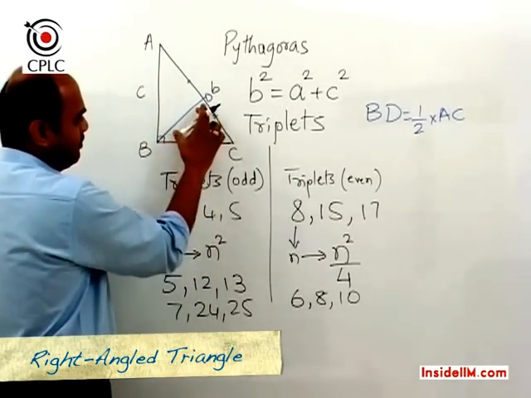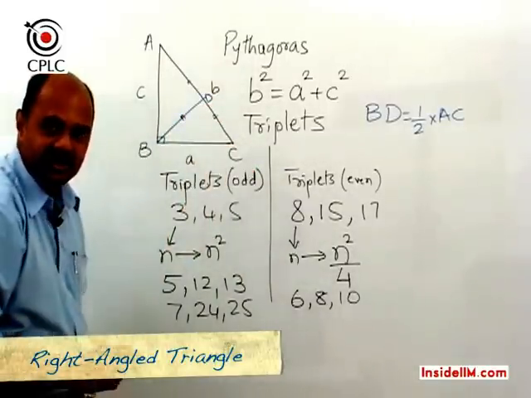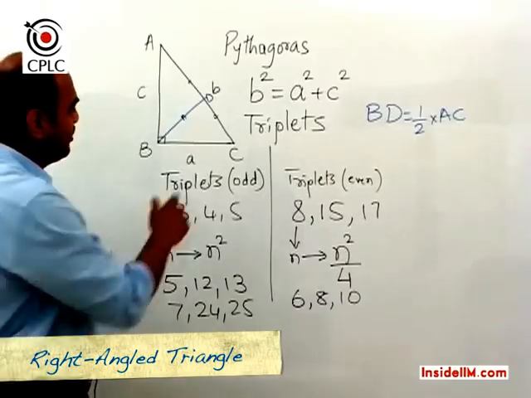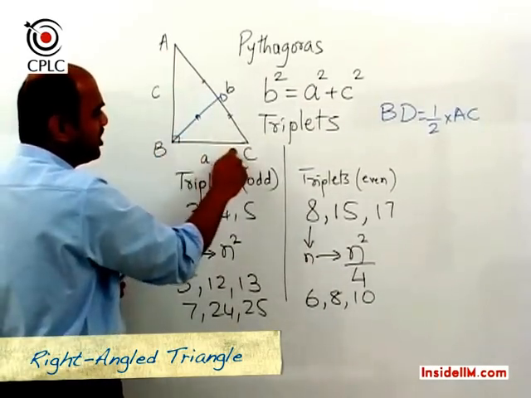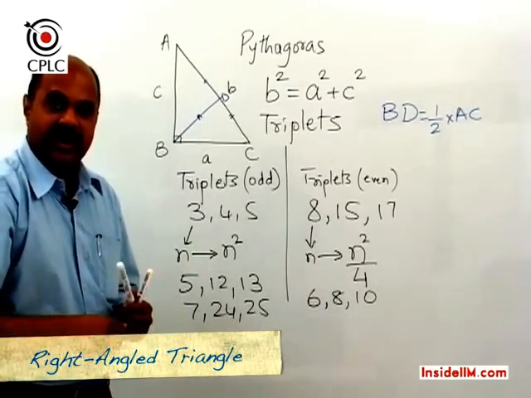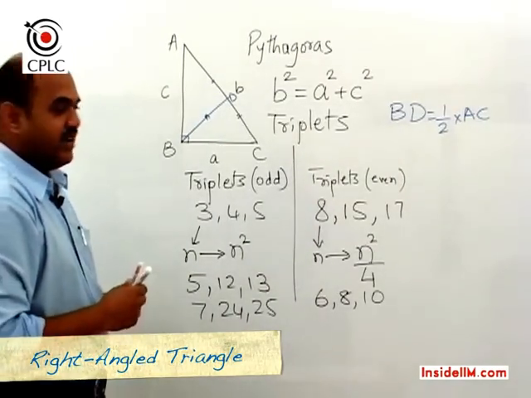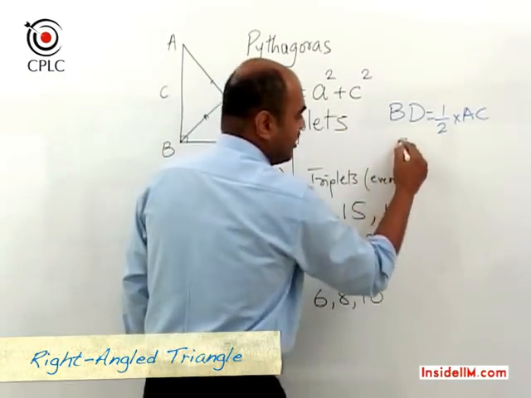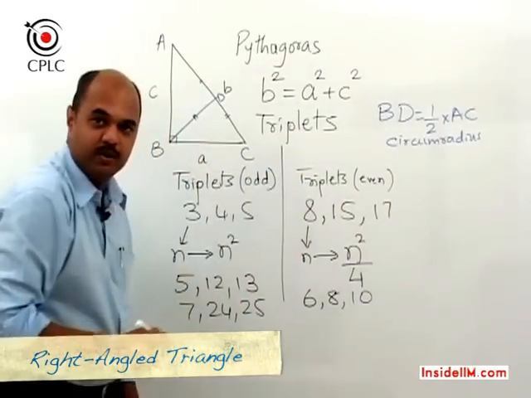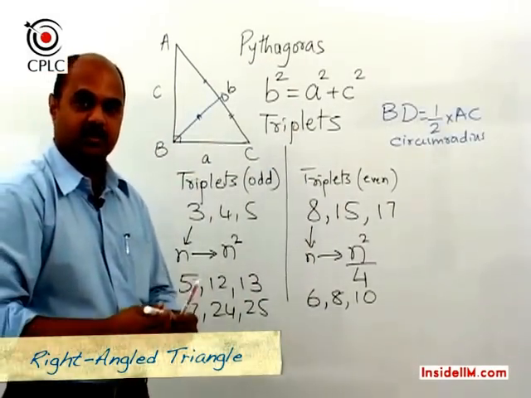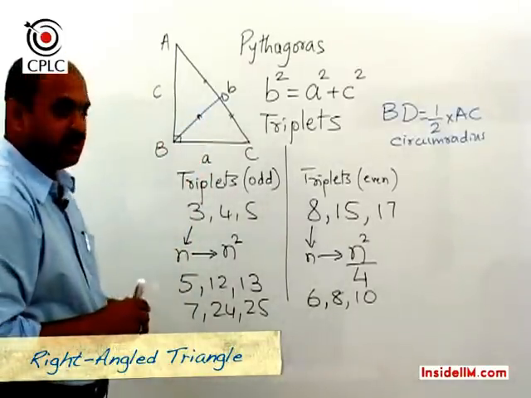So we will notice that BD is actually equal to AD, which is equal to DC, which basically means that this point D is equidistant from the three vertices of the triangle, and hence D would be nothing but the circumcenter, and hence BD would be nothing but the circumradius. So the median to the hypotenuse is actually the circumradius, which is nothing but half of the hypotenuse.